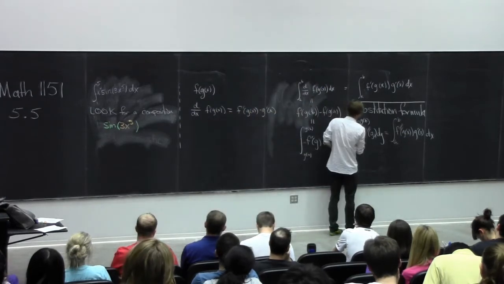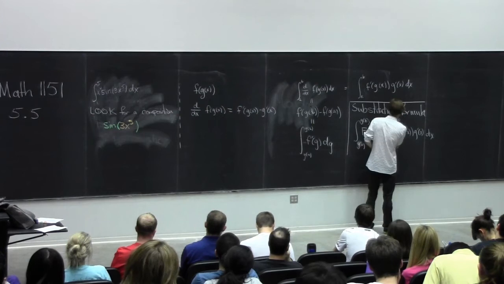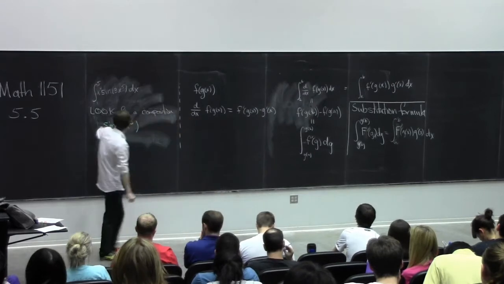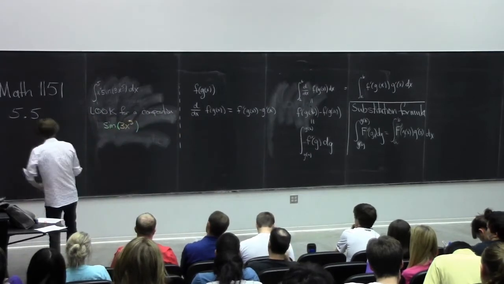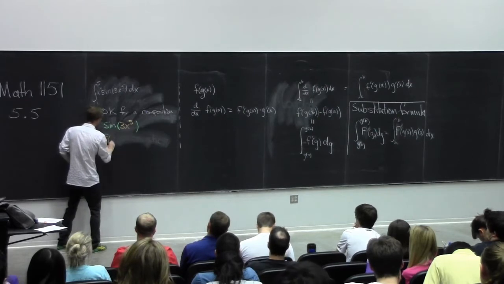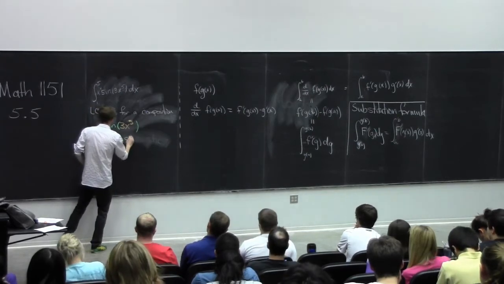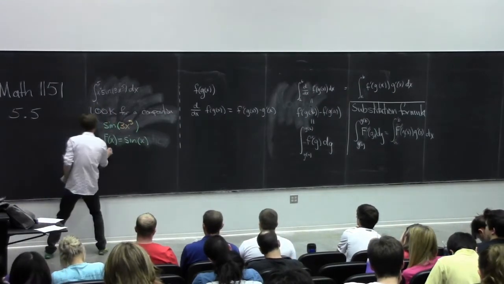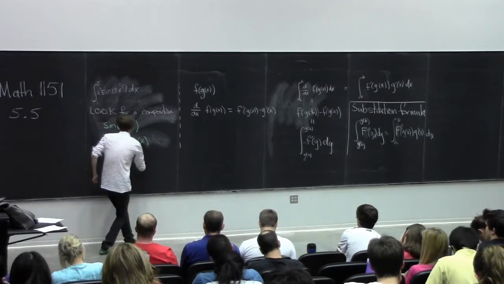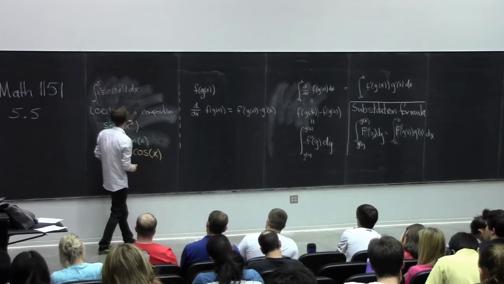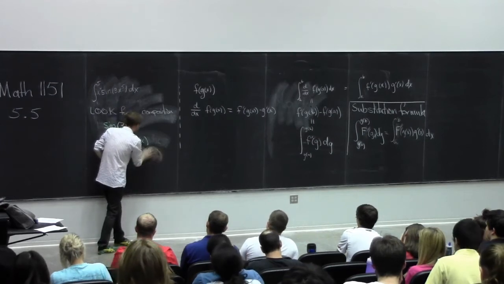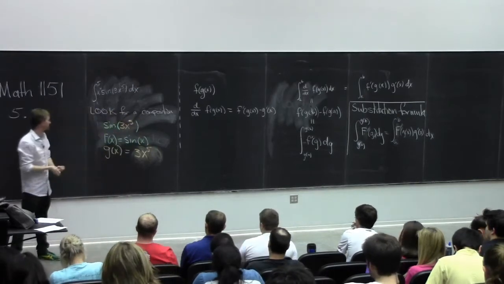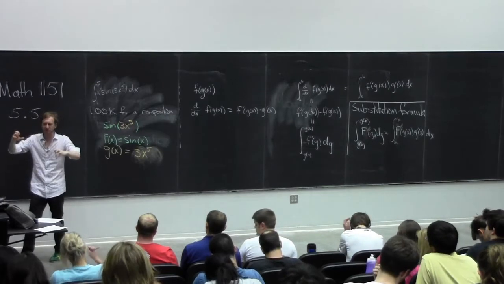Here, I can just call it capital F. There we go, capital F. Whatever. My point is that f of x is equal to sine of x, then g of x is equal to 3x to the 5th. 3x to the 5th. And what we have here is f of g of x.